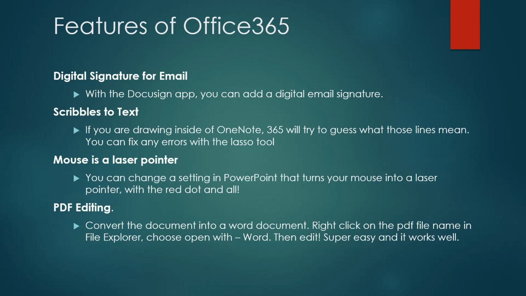PDF editing. You no longer need to buy Adobe for this. You convert the document into a Word document. So basically, right-click on the PDF file when you're in File Explorer. You right-click on the file name and then choose Open With and then choose Word. Then you can edit it. It's super easy. It works well. You can save it. You can print it. Whatever you want to do.